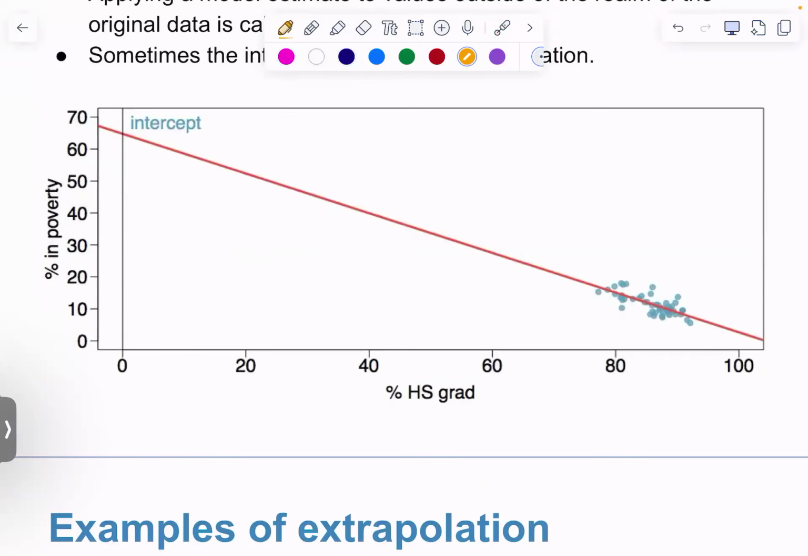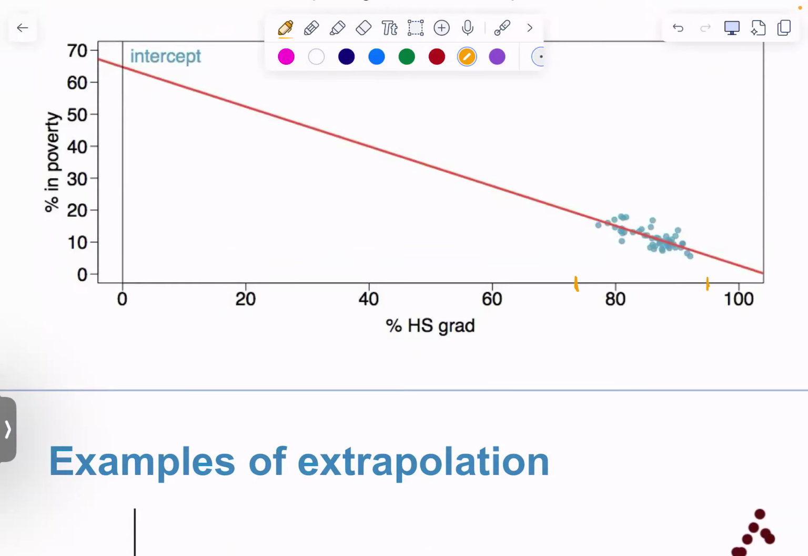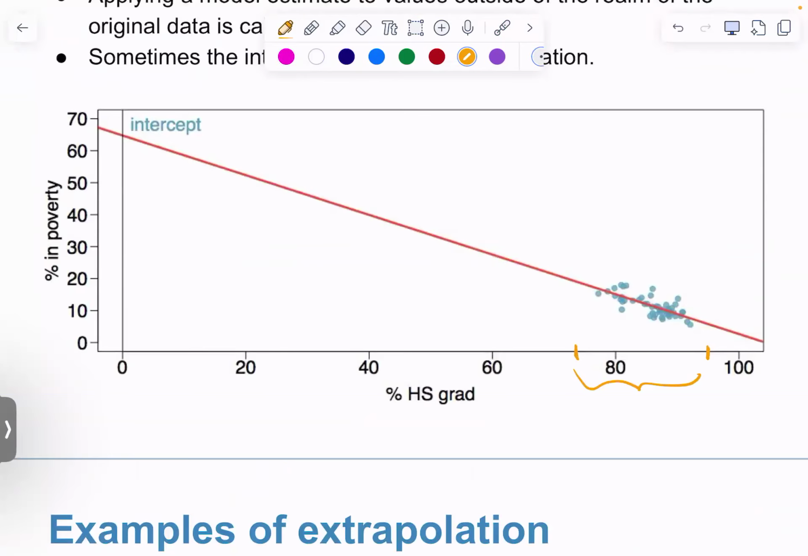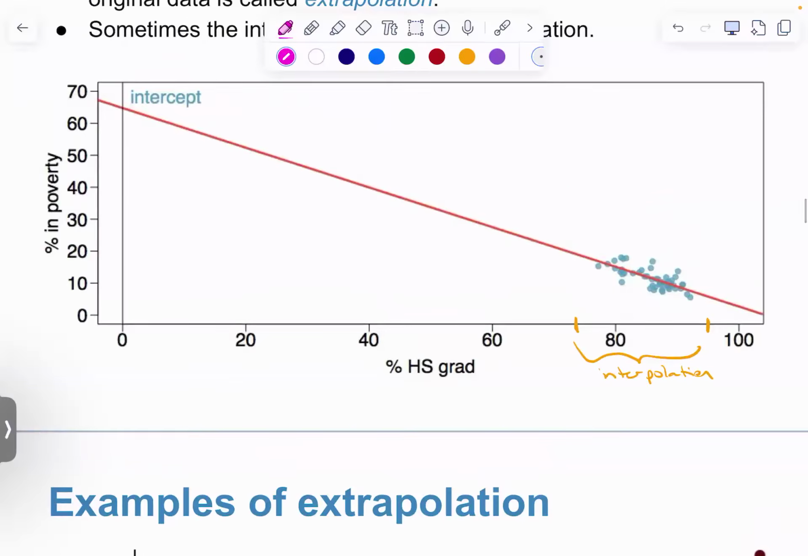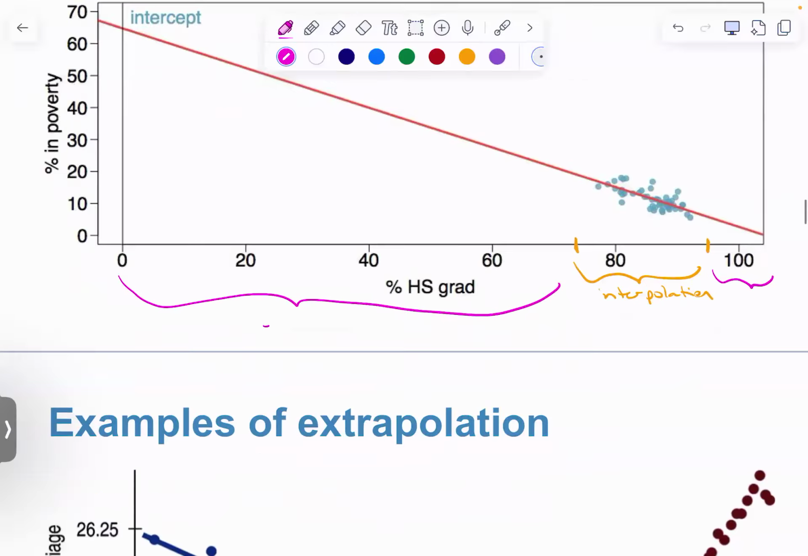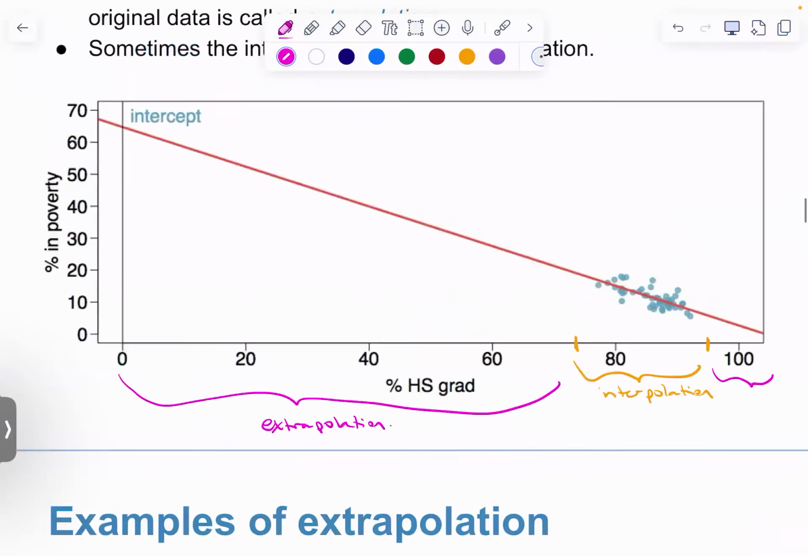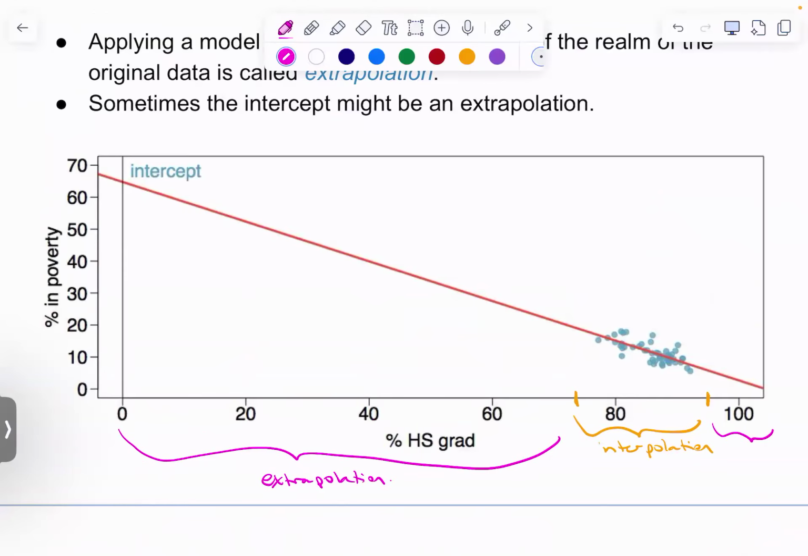And so there's a little bit of wiggle room, but between here and here, that is interpolation. Extrapolation would be outside, interpolation is inside, right? But for values of x outside, it would be considered extrapolation. And as we've seen, sometimes the intercept is an extrapolation. That's okay.